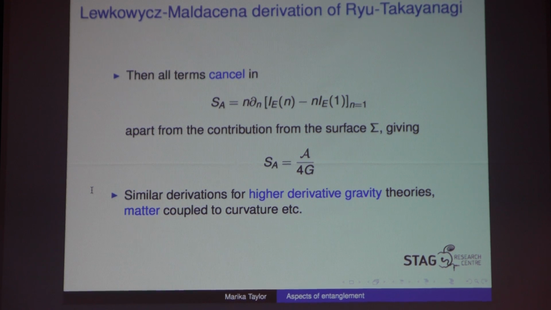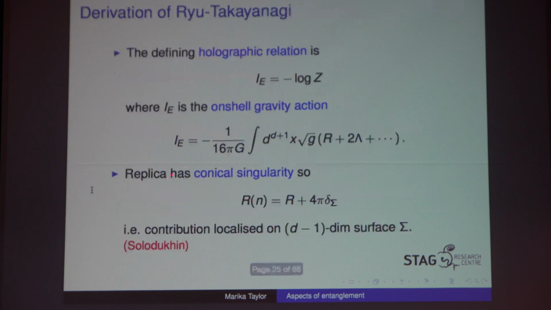I should say, actually, Lewkowycz and Maldacena do this in pictures. This is done in formulae here, and it was done in the paper with William Woodhead in formulae, because this really emphasizes that you can do this in higher derivative gravity theories. So for your favorite Gauss-Bonnet, with matter coupled to curvature, you just follow exactly the same derivation, and all you need is the formulae for the conical singularity contributions to the curvature invariants.